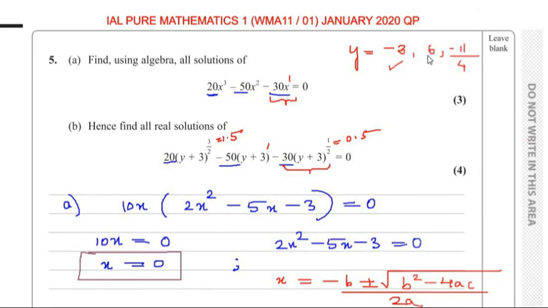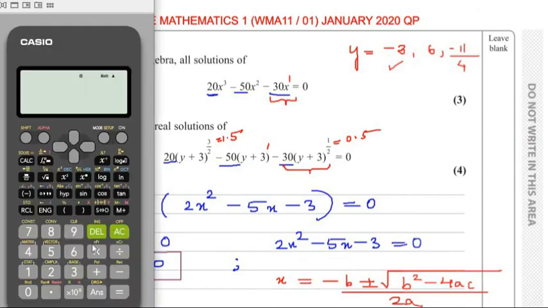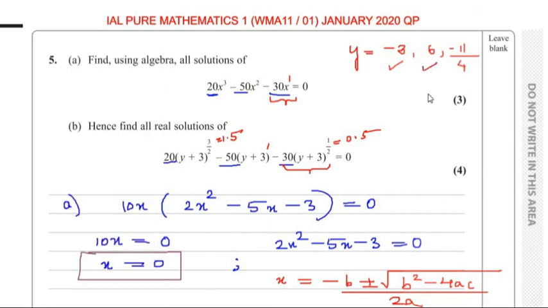Now let us check when y is equal to 6 whether we get this entire expression as equal to 0 or not. So let us start substituting it. So 20 times it is 6 plus 3, which is 9, to the power of 3 over 2 is 1.5, and then we have minus 50. Then again we have 6 plus 3, which is 9, to the power of 1, and minus 30 times 9 to the power of 0.5. So we get it as 0. So when y is equal to 6, we get the left hand side equal to the right hand side. So y is equal to 6 is also a solution.